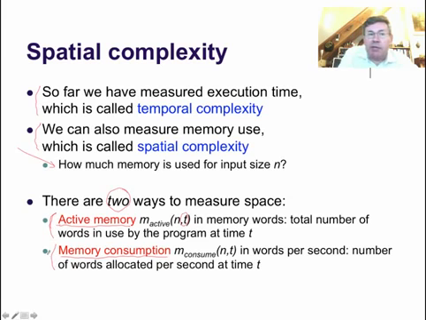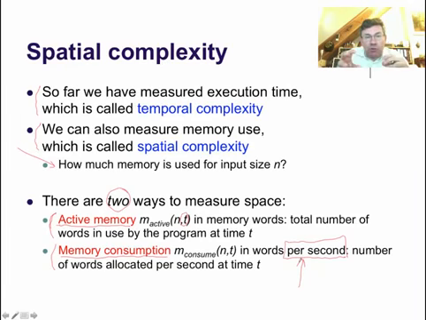Memory consumption is something quite different. When the program is doing its calculations, it needs memory words. It needs fresh, new memory words for the temporary data structures it's using. Not all of these data structures are needed for a long time, but they're needed right now for the calculations. So the program will be allocating memory words at a particular rate. It's words per second, okay? Whereas the active memory is a number of words, the memory consumption is words per second, allocated per second.